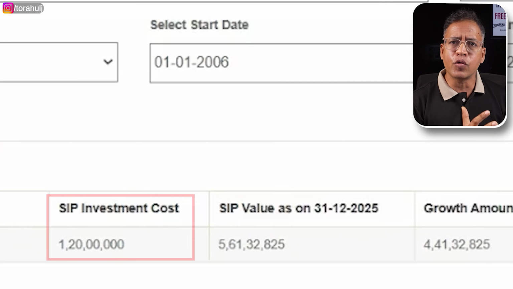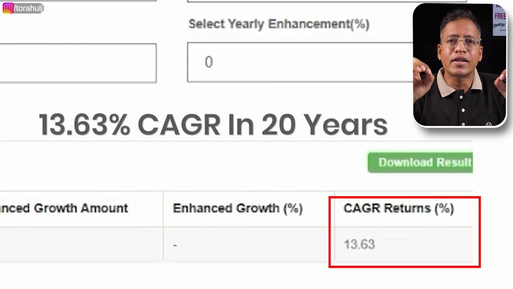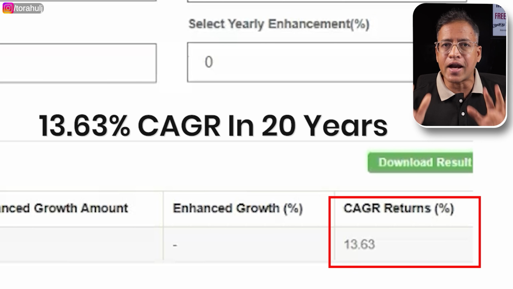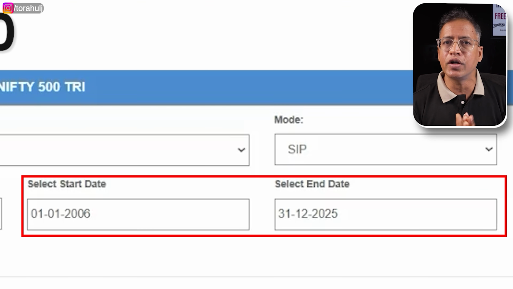Okay. And the next one is Nifty 500. If you are going to put your money on Nifty 500, what will happen? This 1 crore 20 lakhs could become 5 crore 61 lakhs, assuming 13.63% of CAGR returns, which Nifty 500 has delivered already in the last 20 years or so.